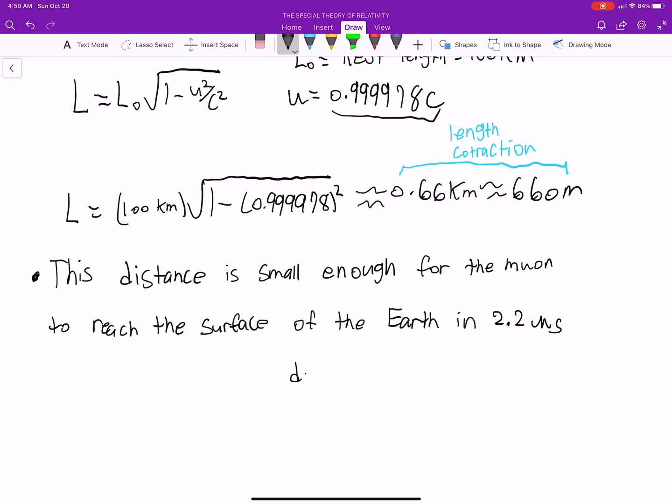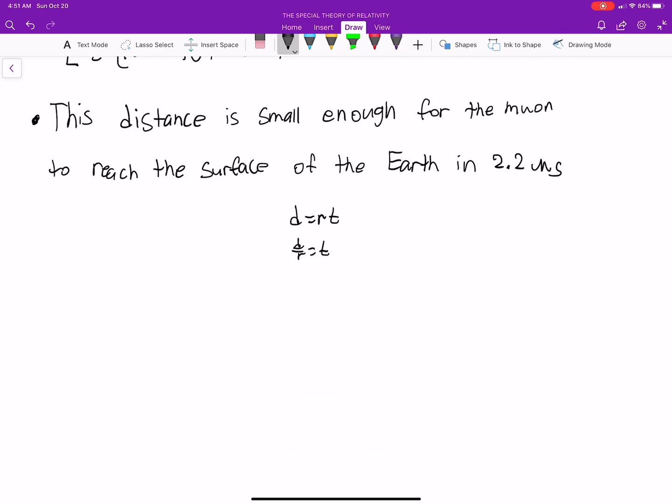right, distance is rate times time. So the distance must be smaller if we're going to reach it in a quicker time, right? Distance over rate is our time. So if we're going to reach it in that time, the time's going to be smaller, so either the speed needs to increase or the distance needs to decrease. Hopefully that makes sense in terms of what the muon is actually experiencing. It's the one experiencing the length contraction.